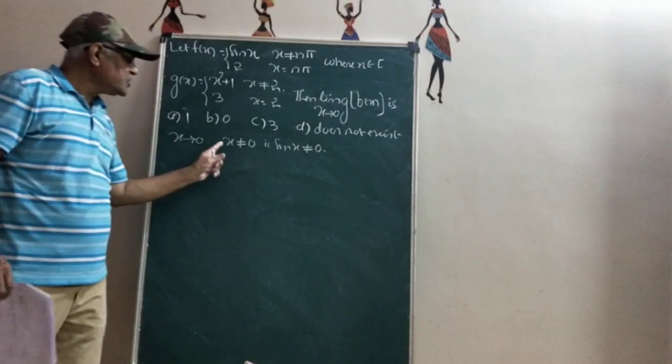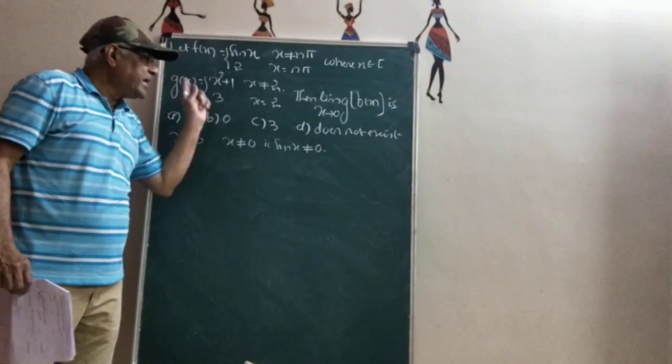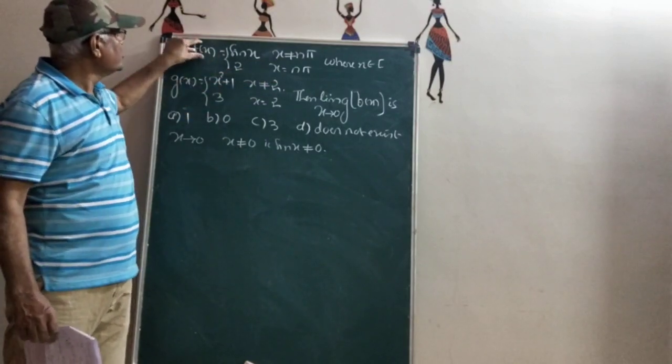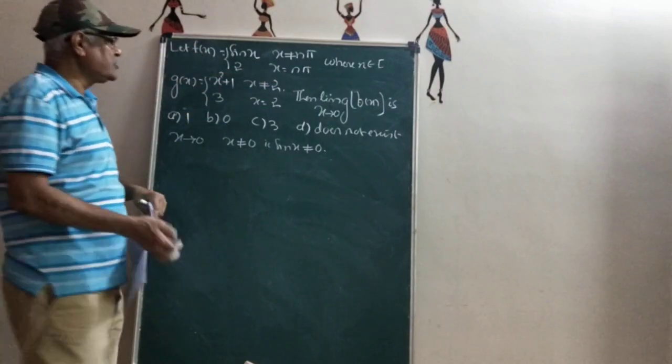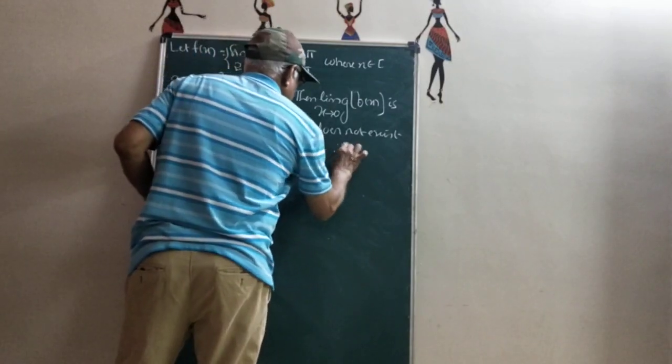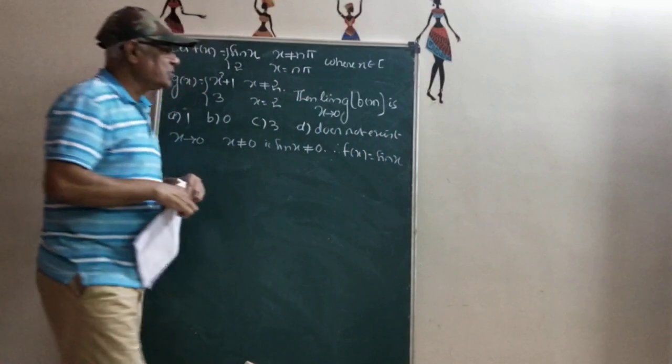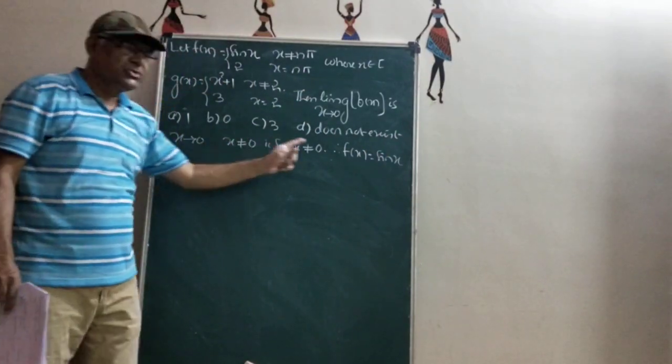X tends to 0 means what? X is not equal to 0. When x is not equal to 0, sin x is not equal to 0. So sin x is not equal to 0 means what is the value of f of x you are going to select here? Therefore, f of x must be equal to sin x. Student, I hope you have understood this step now.